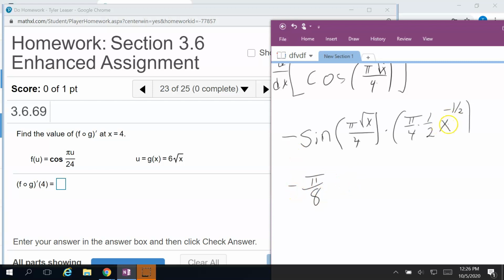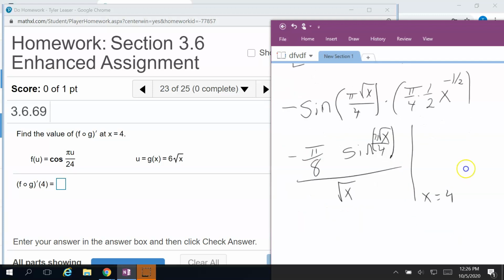This x to the negative 1/2 you can move to the bottom. So we could do sine of pi square root x over 4. And then in the bottom now we have x to the 1/2, which is just square root x. Now they didn't want this derivative just anywhere, they wanted it at 4, so now we can plug in x to be 4 into this and see what we get.